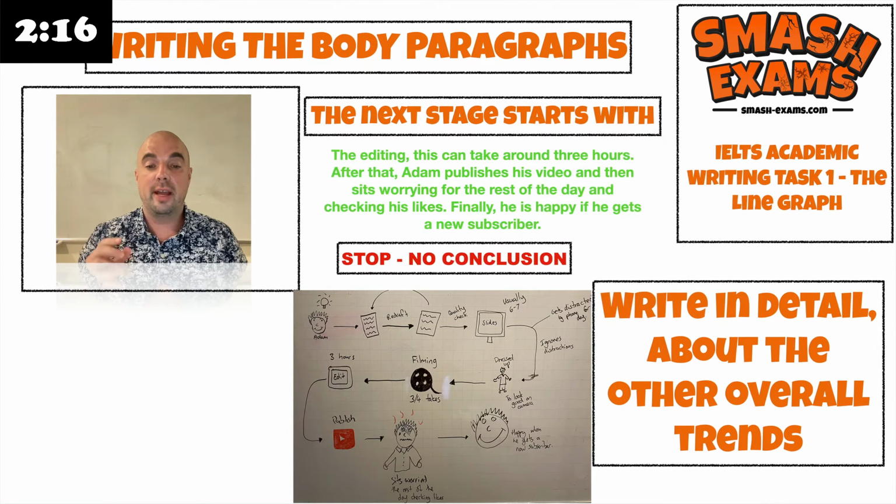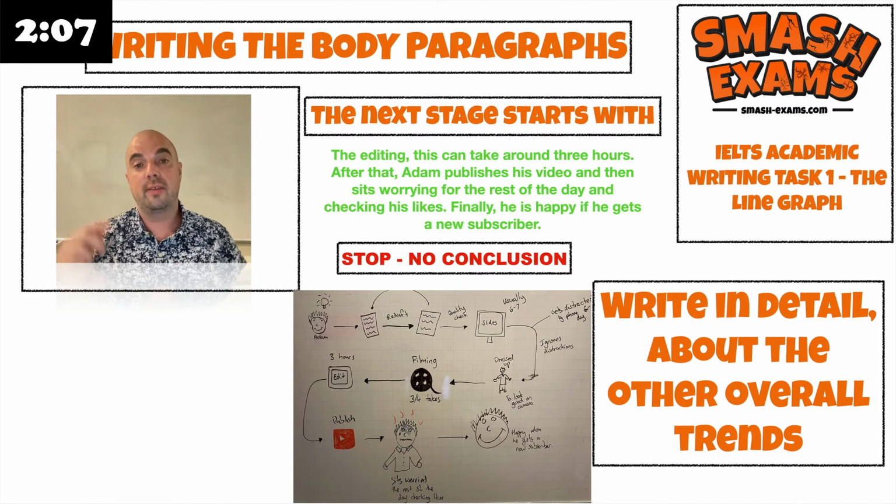I will say though, if it is a cyclical diagram, which it sometimes is in IELTS, imagine there was a line from happy when he gets a subscriber back to Adam has an idea. This is a cyclical process, so you could add a line at the very end saying the process then repeats. That's it. The process then repeats if it goes back to the start. No conclusion, that's it, you're done.